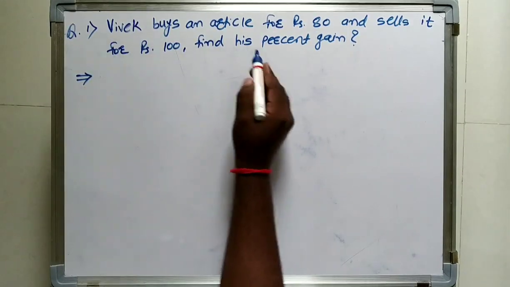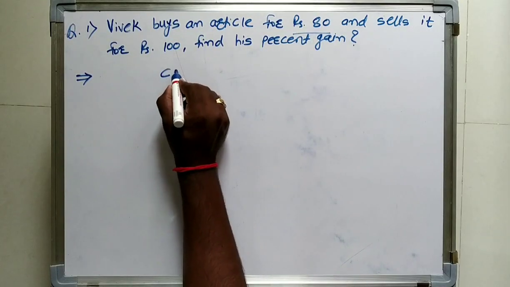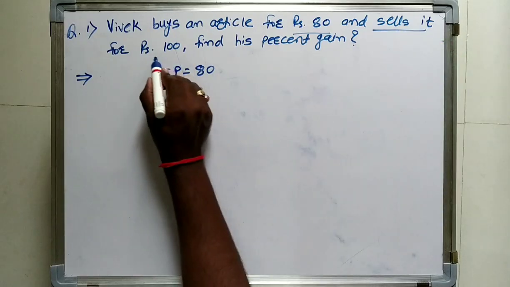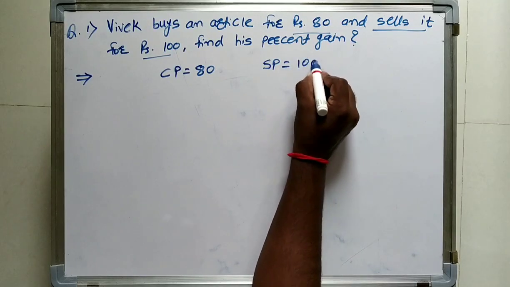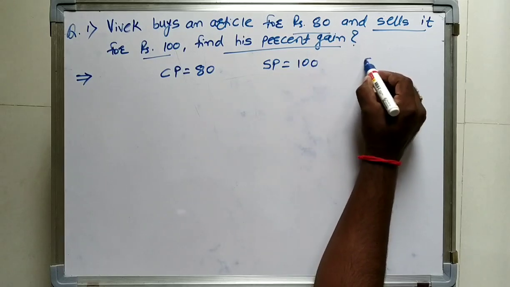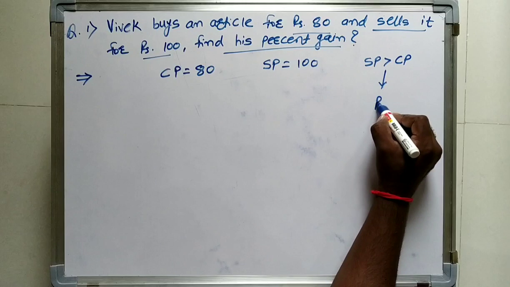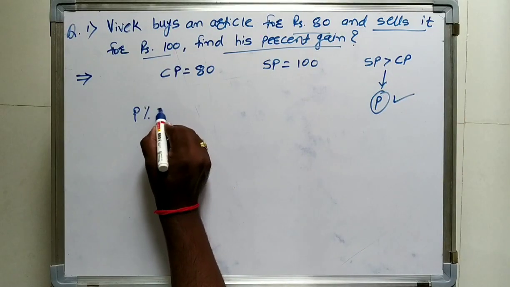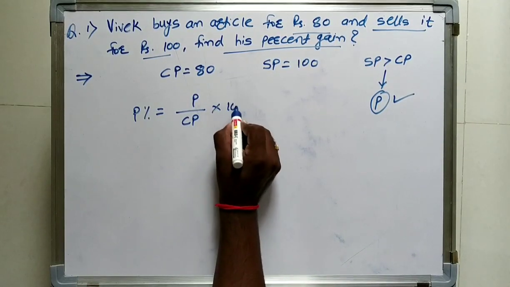now we will see the first problem on profit and loss. Vivek buys an article for rupees 80, means what? Buying price means cost price, that is 80, right? And it sells at 100 rupees, so selling price will be 100. His profit percent, right? Means if selling price is greater than cost price, the profit will be there, right? So the profit percent is equal to the profit divided by CP multiplied by 100.